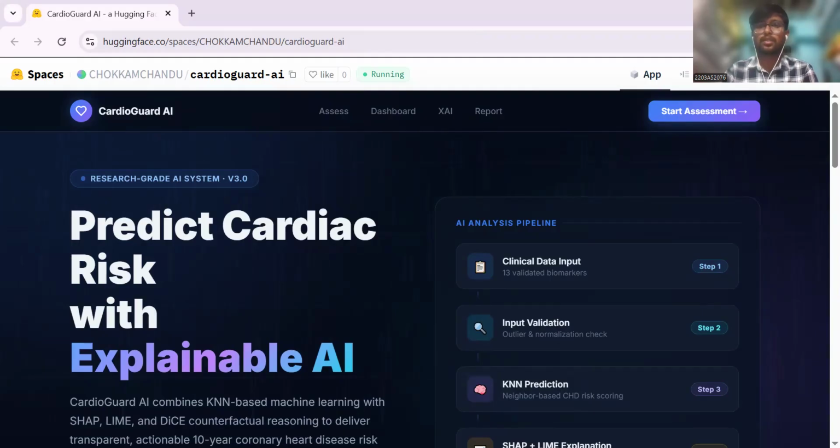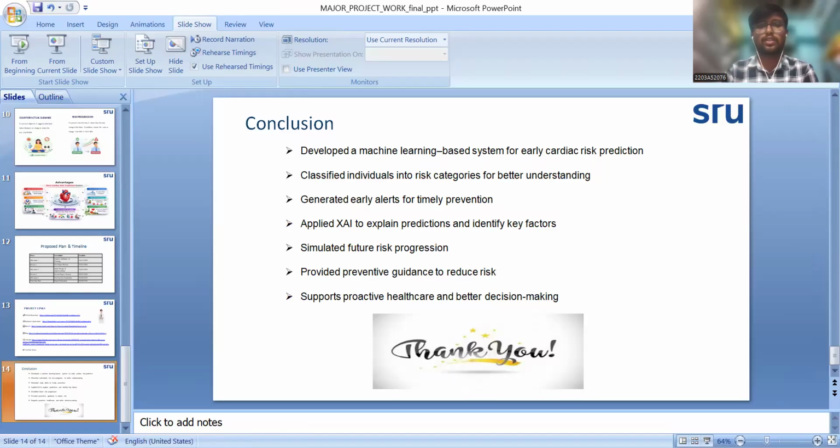Now let me conclude my project. Here we have developed a machine learning based system for cardiac health prediction and classified individuals into risk categories, low and high, for better understanding. It generated early alerts for timely prevention, applied XAI to explain predictions and identify key factors, simulated future risk progression, and provided preventive guidelines to reduce risk. It supports proactive healthcare and better decision making.